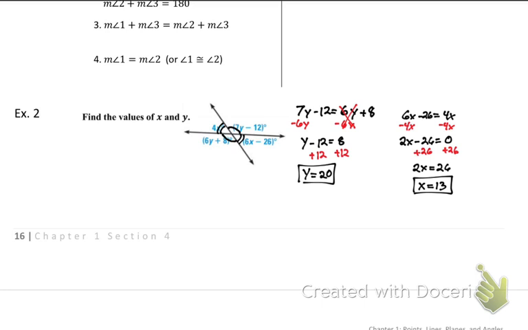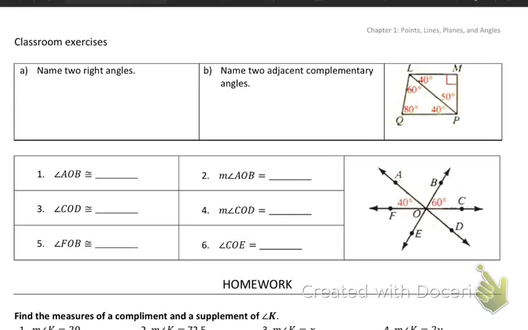Okay. We have just a couple classroom activities, and then we'll move on to our quiz. If we have any questions about that, we can answer that really quick. Our classroom activity is name 2 right angles. Well, I'm going to take the hard one. LMP is definitely a right angle because we got that 90-degree angle right there. So I'm going to name one of them, and that is angle LMP.